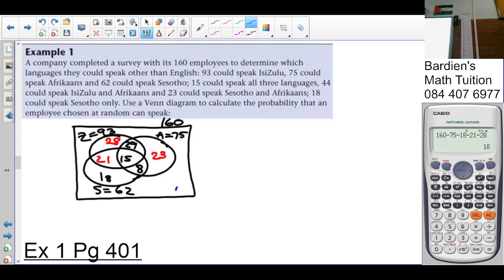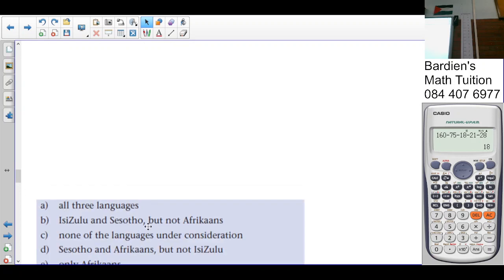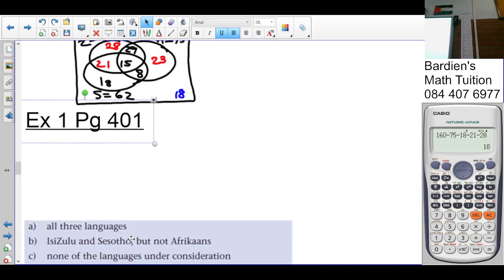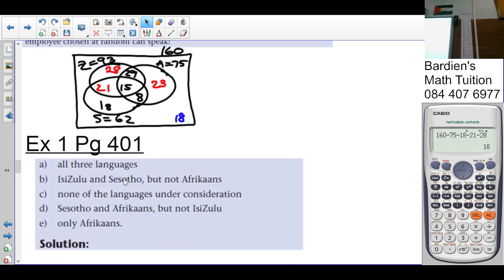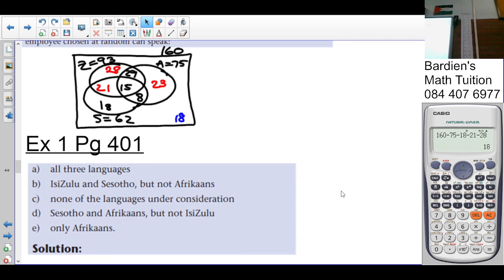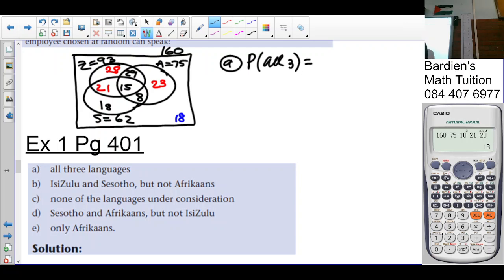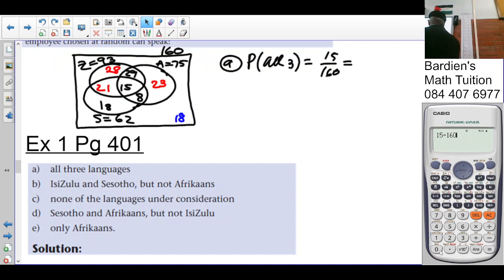Which means 18 of these people do not speak any of the languages under consideration. Did you see that? So let's answer these questions quickly pertaining to this Venn diagram. The first question says, calculate the probability that the person speaks all 3 languages. So all 3 languages, how many of them are there? 15. So the probability of all 3 languages in consideration would be 15 over 160, which gives me an answer of 3 over 32. Correct.